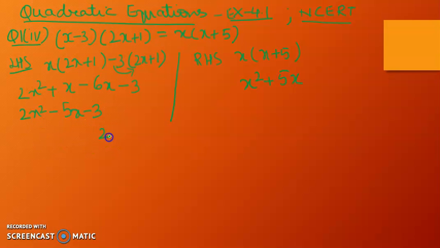So 2x square minus 5x minus 3 is equal to x square plus 5x. This plus x square will go to this side and become minus, and this plus 5x will go to this side and become minus. So 2x square minus x square is x square, and minus 5x minus 5x becomes minus 10x, and minus 3. So x square minus 10x minus 3 is equal to 0.